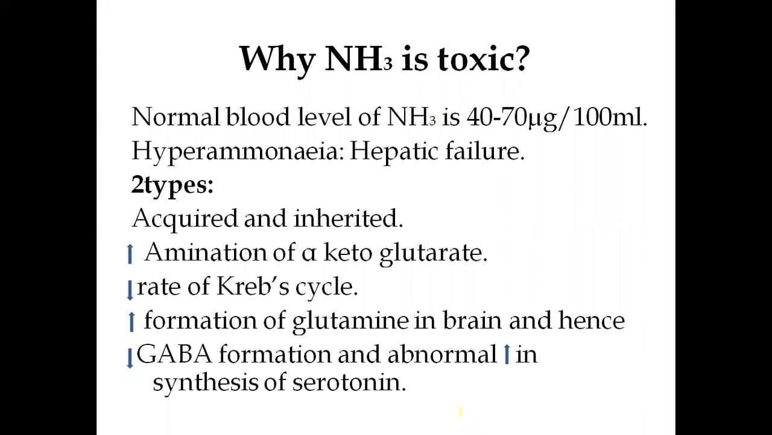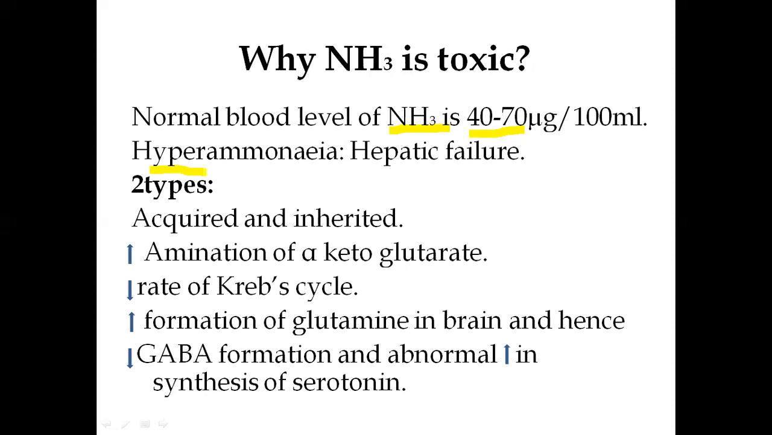In a normal man, if you check the blood level, the concentration of ammonia is 40 to 70 microgram per 100 ml of blood. So this is the normal range. But if the concentration of ammonia increases, that condition is called hyperammonemia. So this hyperammonemia is associated with hepatic failure. It will adversely affect the functioning of the liver.